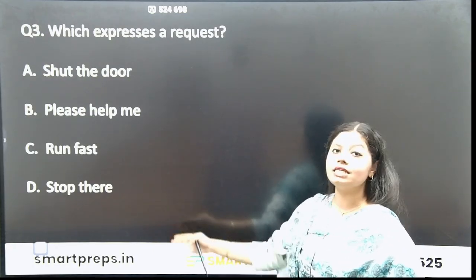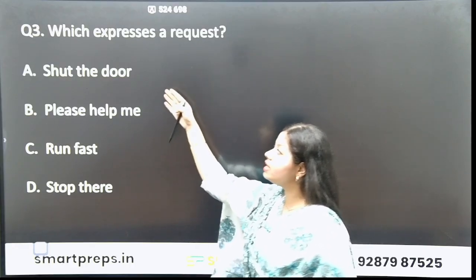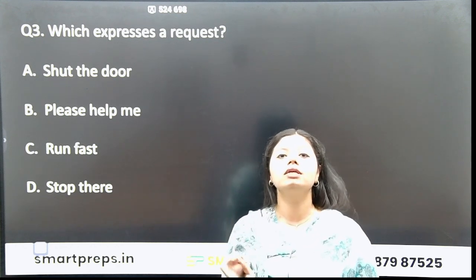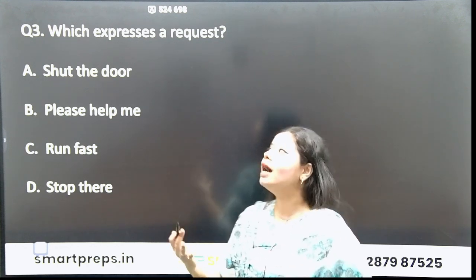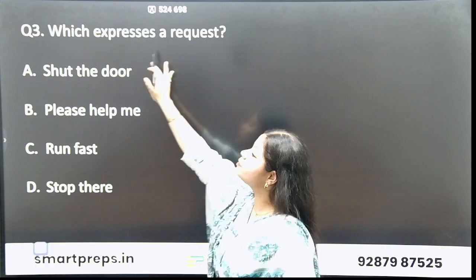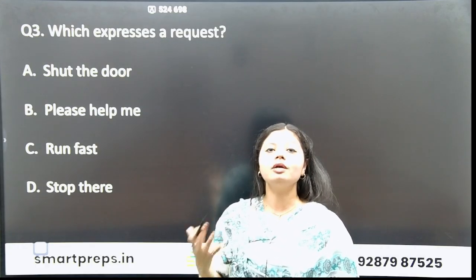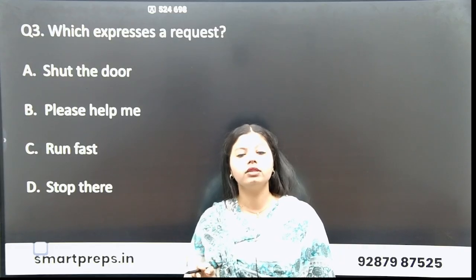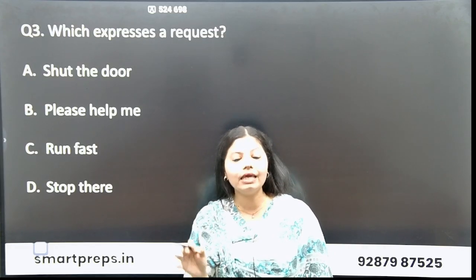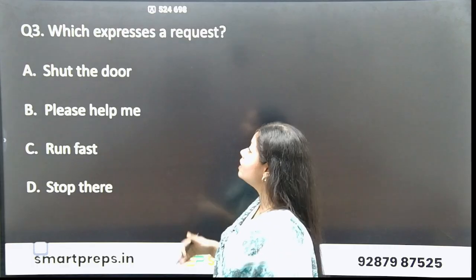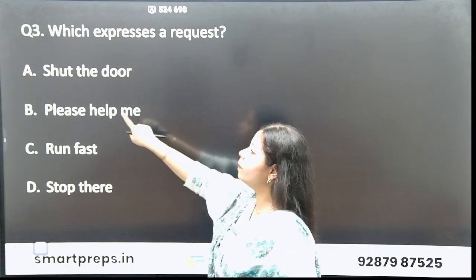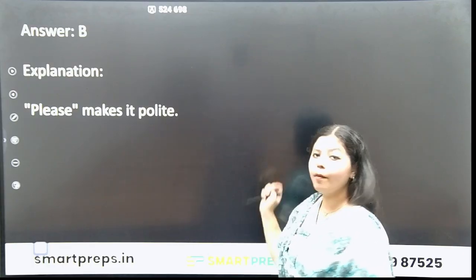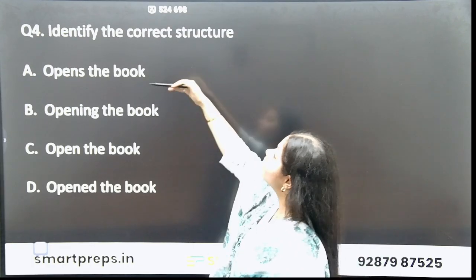Which of the sentences expresses a request? Now all these, shut the door, please help me, run fast, stop there, are imperative sentences. But what is the question asking us? Which is expressing a request. Request means it should have a polite tone. And we know that whenever we are giving a polite tone in the sentence, we'll always be using kindly or please. So which is the option? Please help me. So B is the correct answer. Yes, please makes it polite. All right. So identify the correct structure.